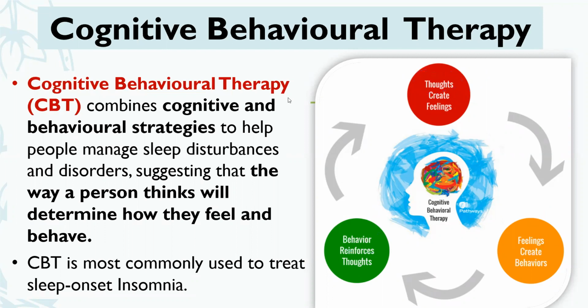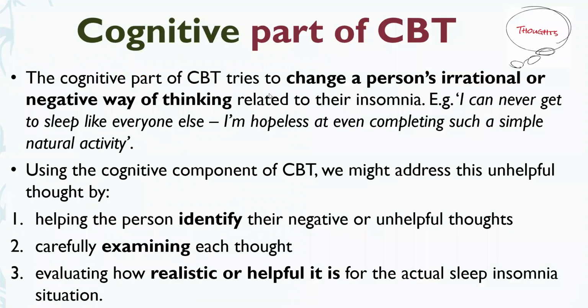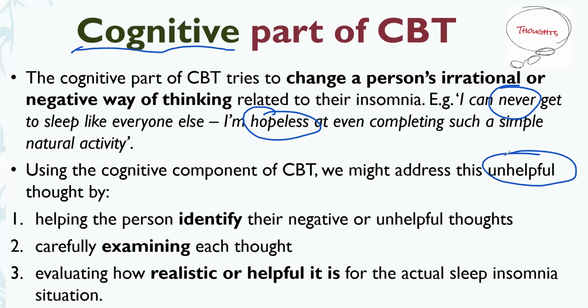And I'll just show you guys an example here. The cognitive part of CBT aims to change the person's irrational or negative ways of thinking, okay? So if the person says, oh my God, I can never get to sleep like everyone else, I'm hopeless, okay, I can never get to sleep. You're really focusing on a lot of negativity there and a lot of self-blame. So if I was to take that person and put them into CBT, the first thing they'd undergo is the cognitive component of CBT, and that involves addressing that unhelpful or negative thought.